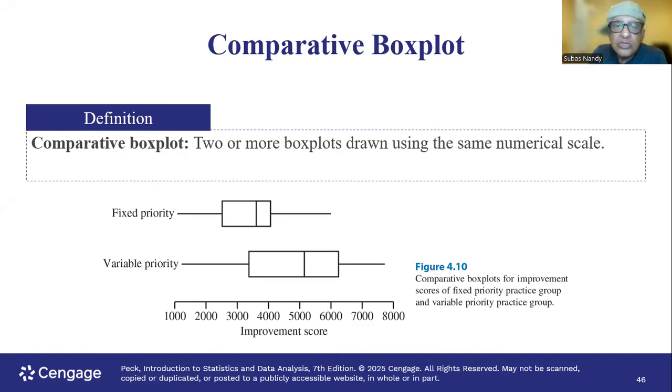So a modified box plot shows you the outlier. A normal box plot or a skeletal box plot does not show you the outlier. The purpose of doing the box plot is to show the spread in the data, the variability in the data, the characteristics of the data, and if there are any outliers or not at all.